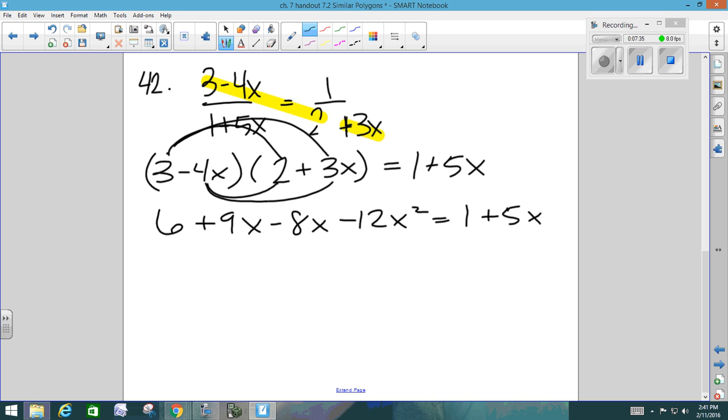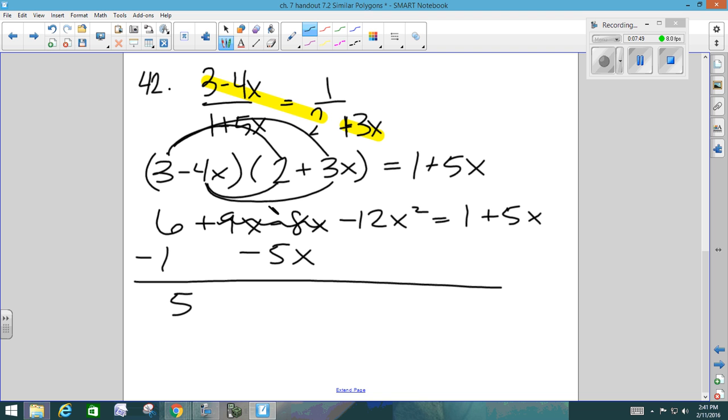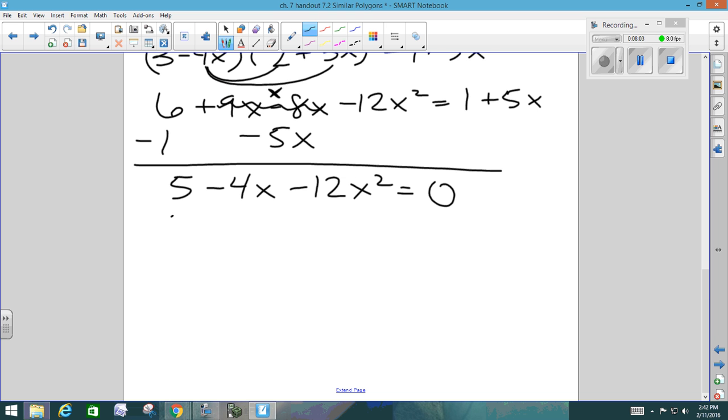Your squared term's on the left, so I'm going to bring everything else to the left. So I'm going to subtract 1 and 5x over. 6 minus 1 is 5. Up here, 9x minus 8x is 1x. 1x minus 5x would give me -4x, right? And then minus 12x squared equals 0, because I took them away over there. Once you have it equal to 0, that's when you go to break it into the two parentheses. This is when we factor.